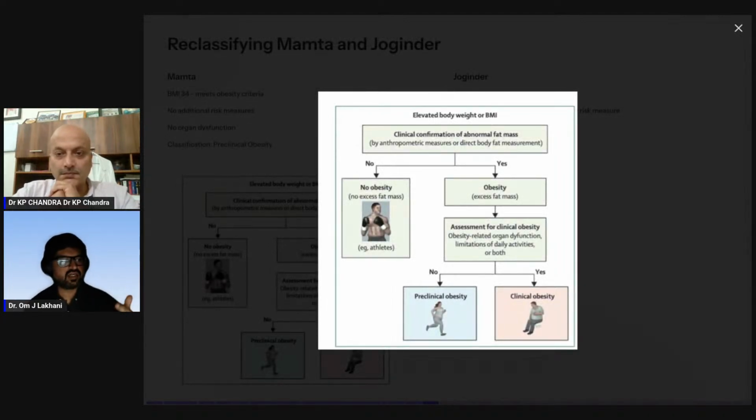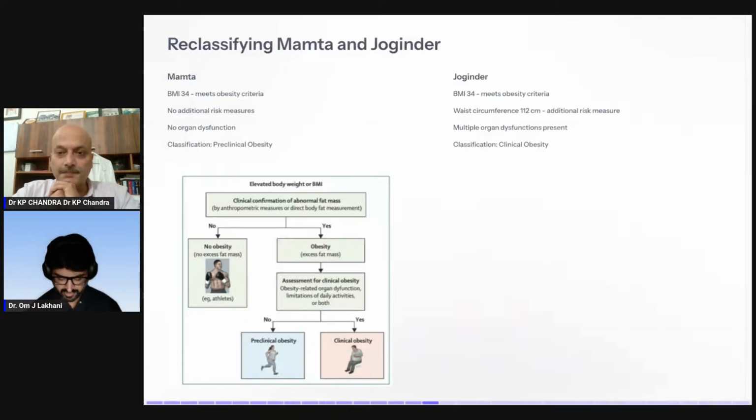Joginder has a waist circumference which is above the cutoff, and Joginder has diseases which can be directly linked with obesity, for example MASLD and sleep apnea, and so on and so forth. Right. So this is a way of reclassifying Joginder.